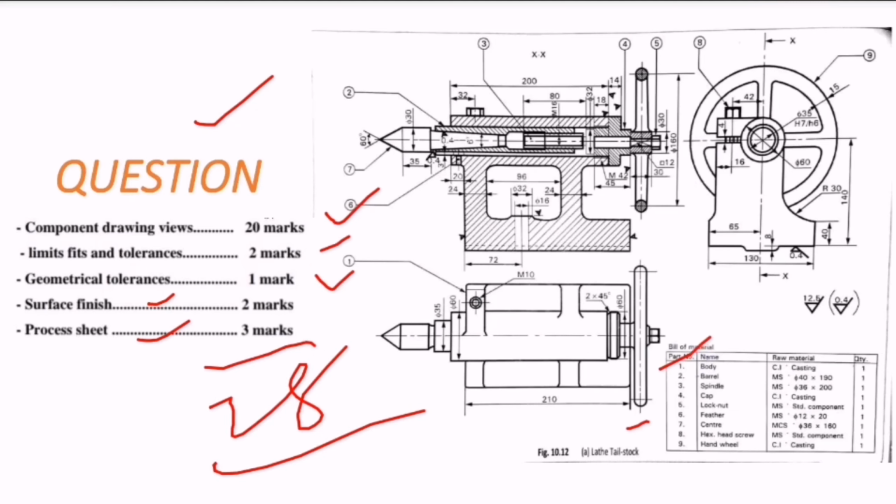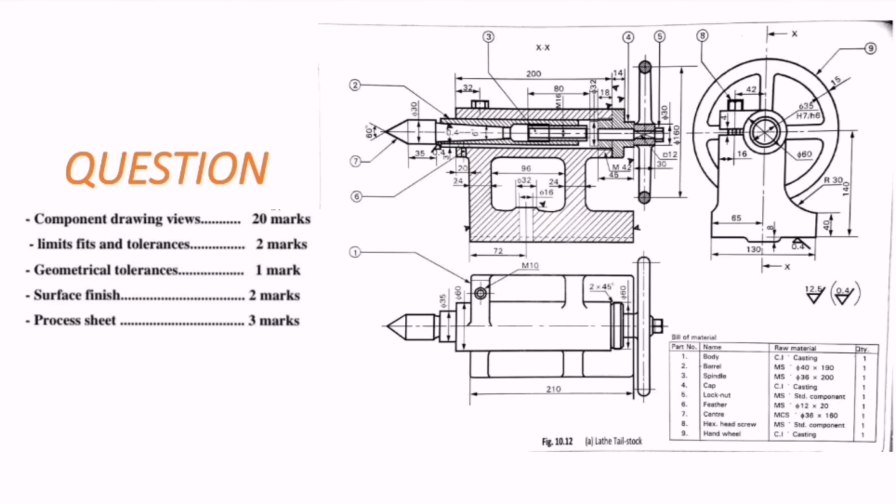So here the parts are: first part is body. This is body, front view, top view and side view. And second part is barrel. So this is the barrel, second part. And third part is spindle. And fourth part is cap. And fifth part is lock nut.